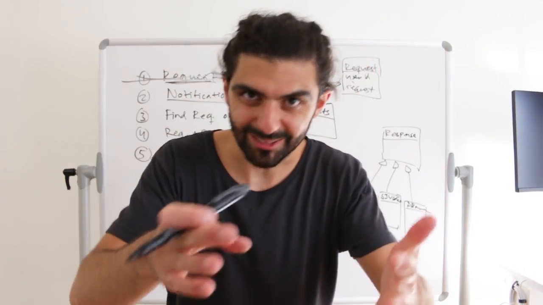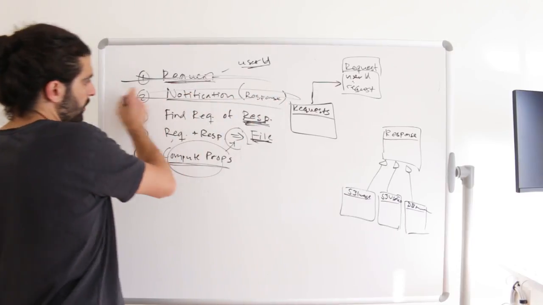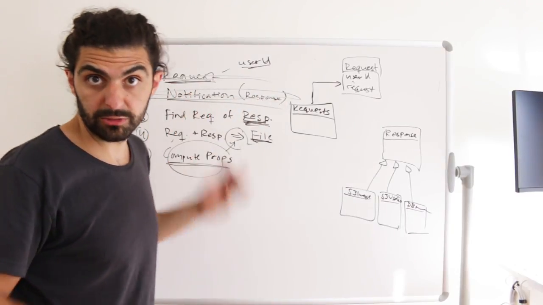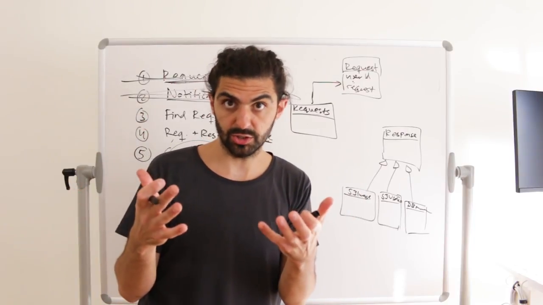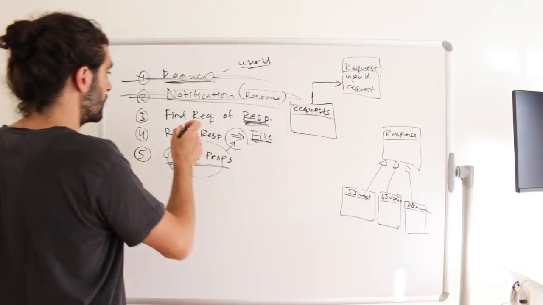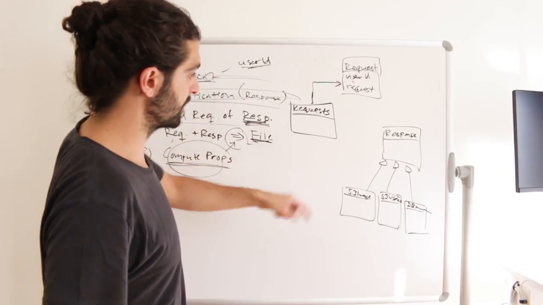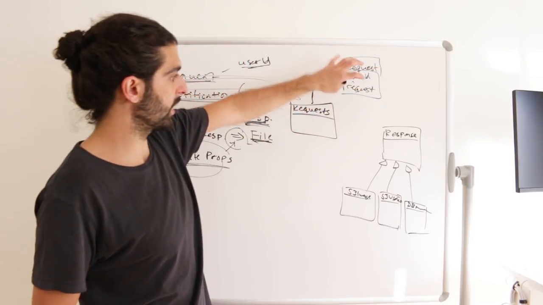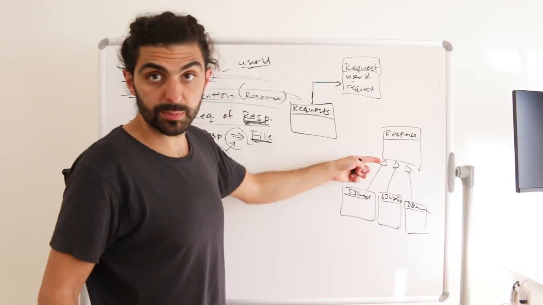Okay, and then what? Well, let's simply look at the list. Now we can cross off number two. We've got the notification, some sort of abstraction around the idea of this notification. What do we do then? Step three is to find the request of the response, to match the corresponding request from this collection of requests with the response that we now have.